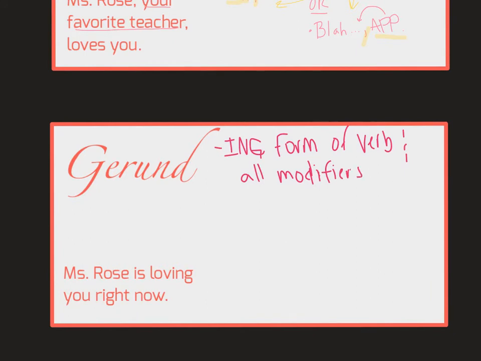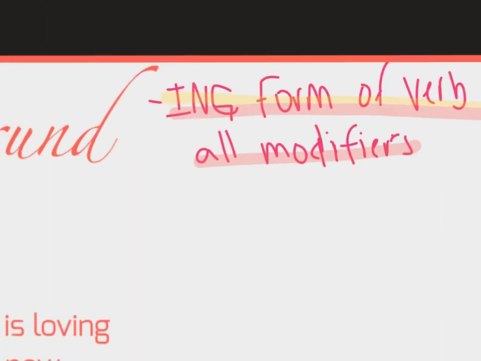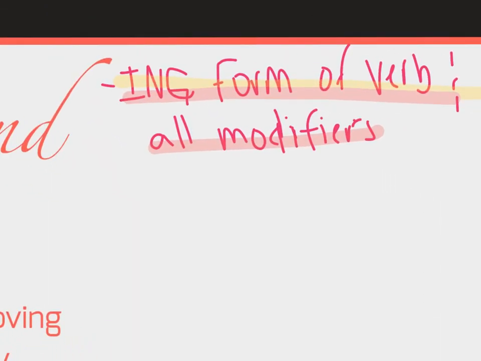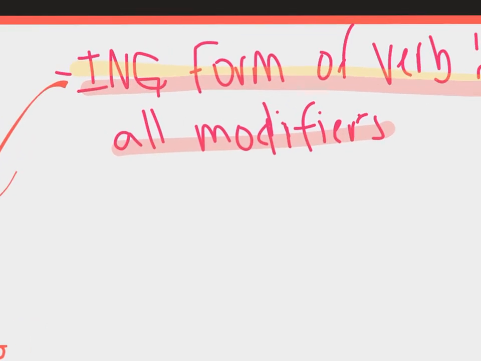Modifiers. And as you probably know by now, that's not a highlighter. The ing form of the verb would be the actual gerund, but the ing form of the verb and its modifiers is the full gerund phrase. So this is where I'm going to explain my big point here.